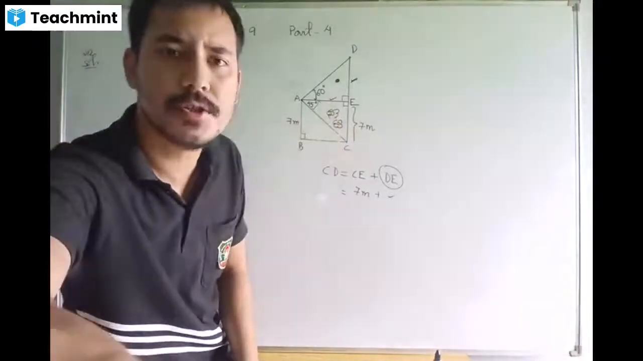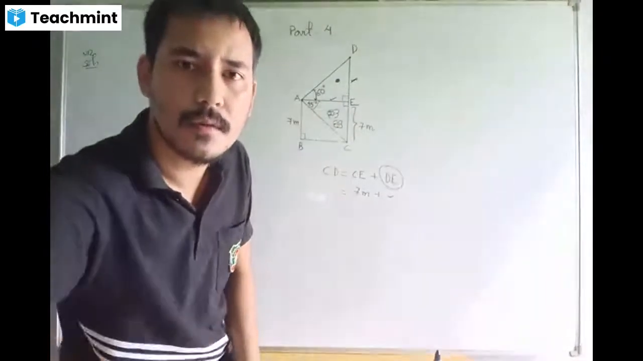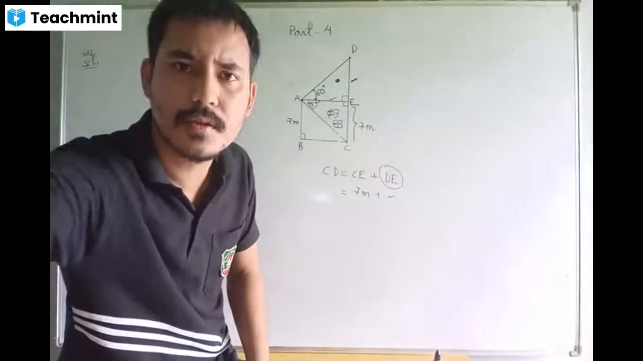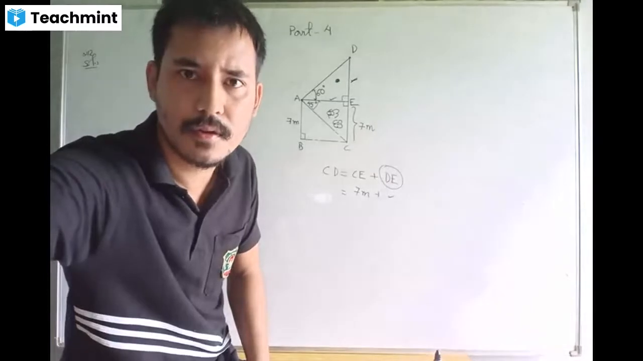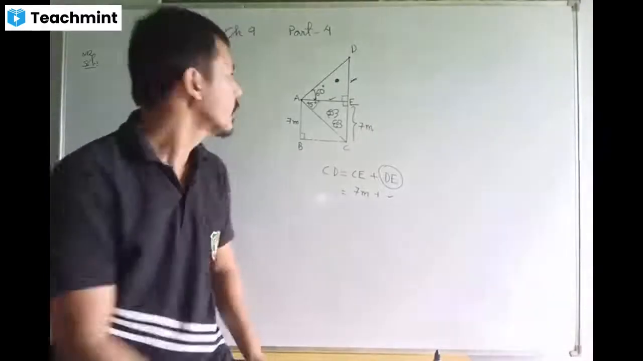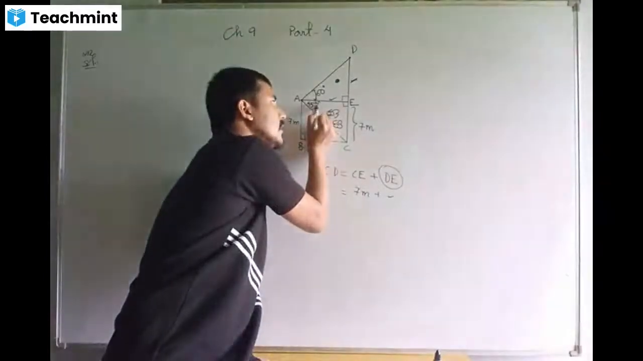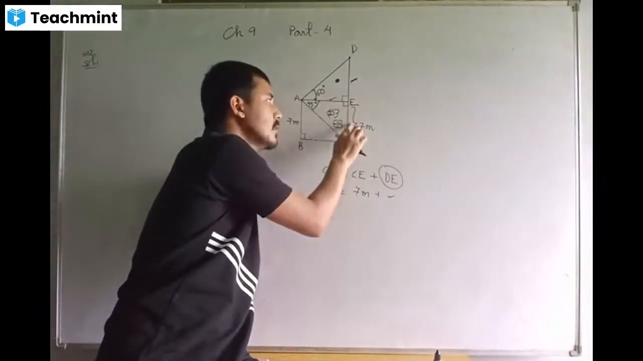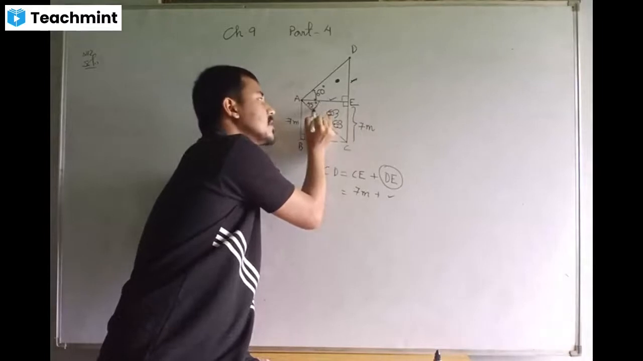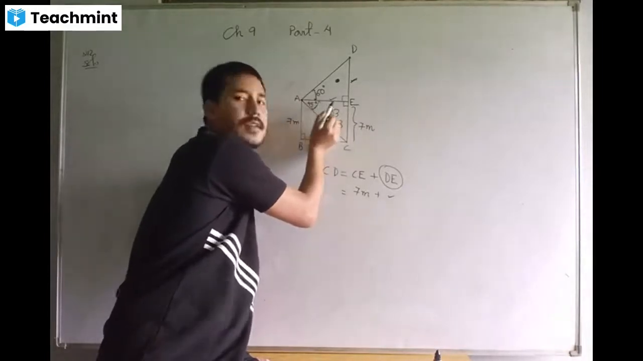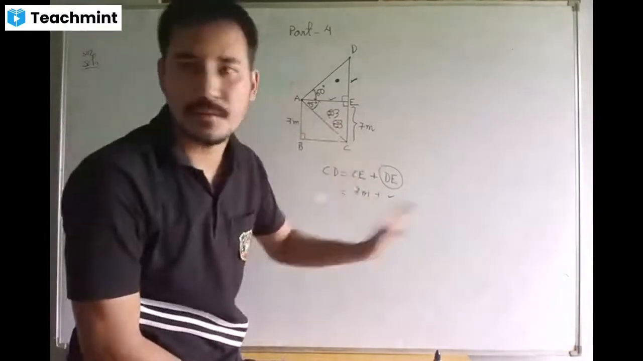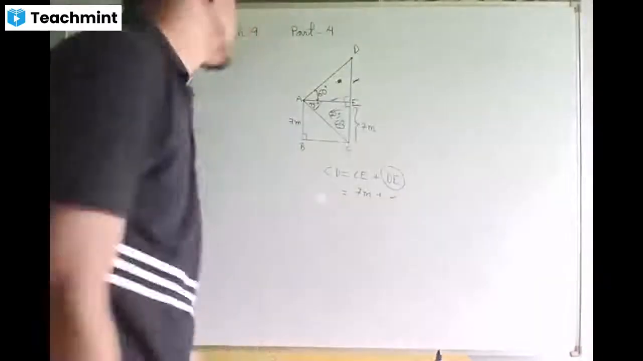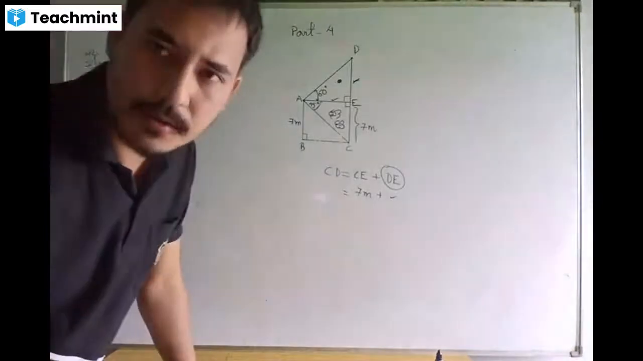Which trigonometric ratio are you going to use? Okay, very good. This angle is theta. The side opposite to angle theta is CE, and the side adjacent to angle theta is AE. So I'm going to use tan theta, tan 45 degrees. Very good. I got 11 comments, all the comments are correct, okay?